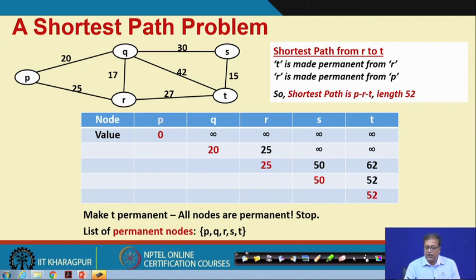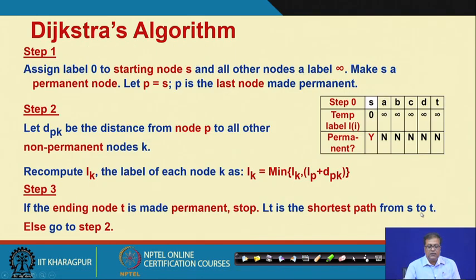So, having understood that, let us now see the Dijkstra's algorithm. The Dijkstra's algorithm has basically 3 broad steps. Step 1: assign level 0 to starting node S and a level of infinity to all other nodes, and then make S, the starting node, a permanent one, and let P equal to S. What is P? P is the last node that is made permanent.